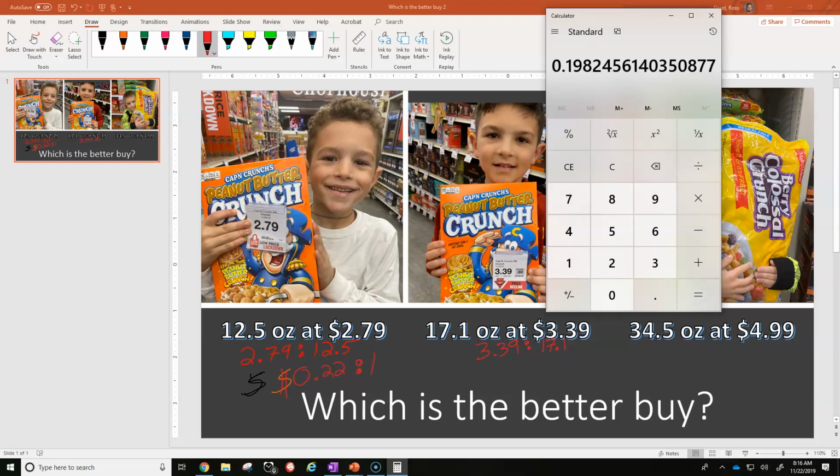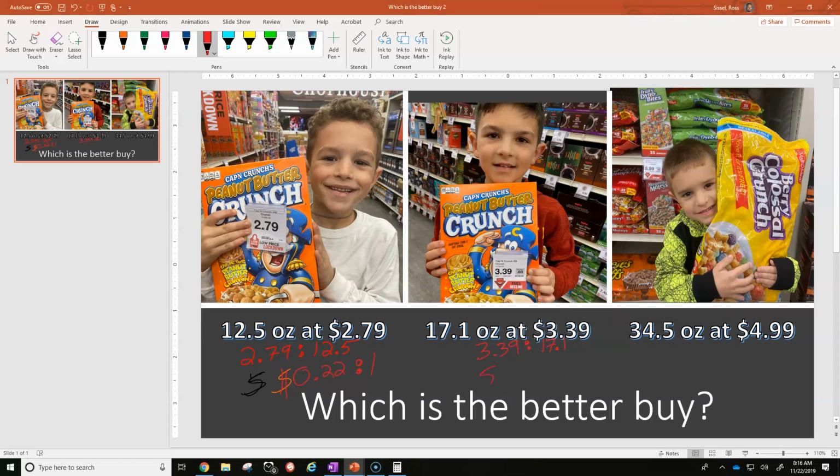How much does his cost? 20 cents per ounce. Why 20 cents? Because if you look at the 19, there's an 8 right next to it. If we're rounding to the nearest cent, the 8 makes us round up. So his is 20 cents per 1 ounce.